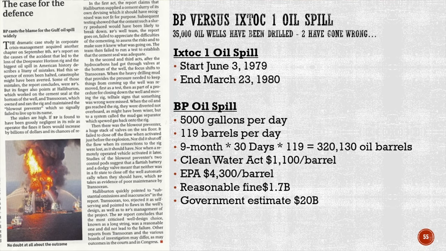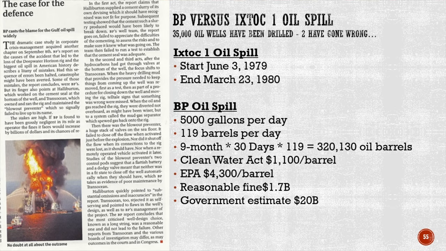Anytime you have an environmental disaster, you should compare it with previous disasters of similar types. In this example, we will compare the 2010 BP oil spill in the Gulf of Mexico with the Ixtoc 1 oil spill of 1979. Although 35,000 oil wells have been drilled in the Gulf of Mexico, two have gone wrong, and when they did, it caused an environmental disaster.